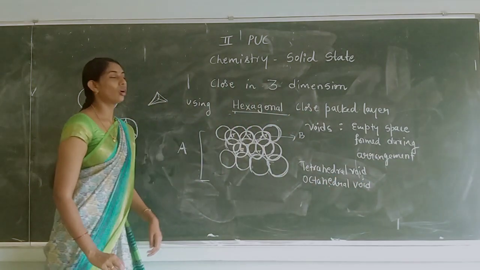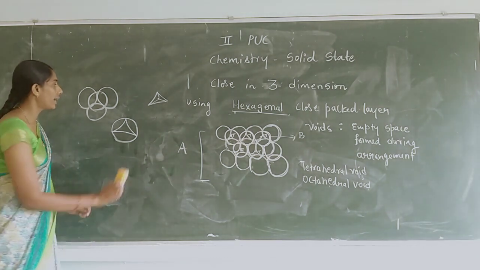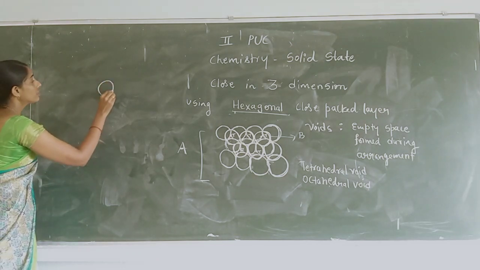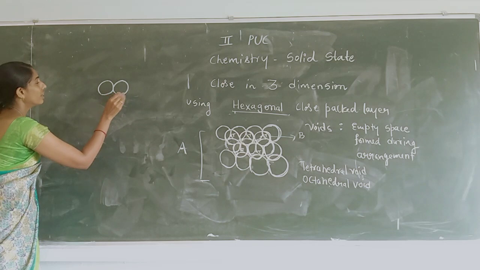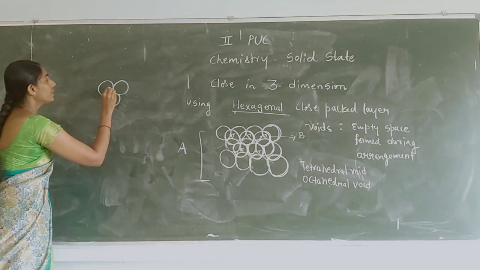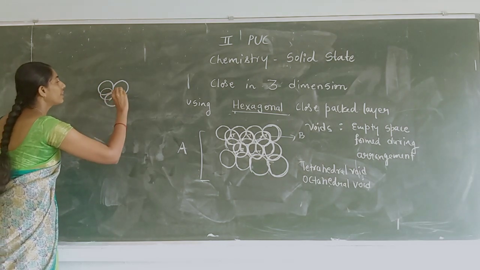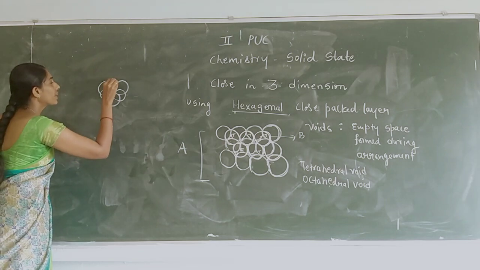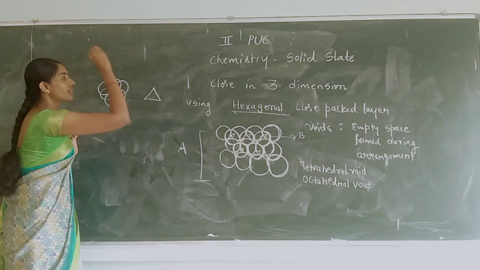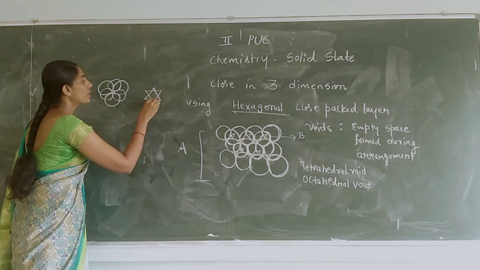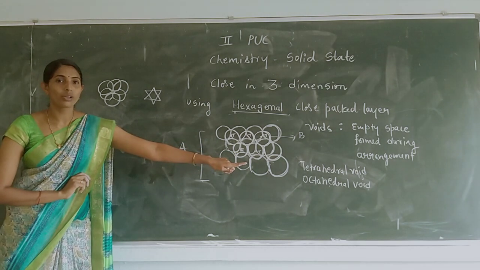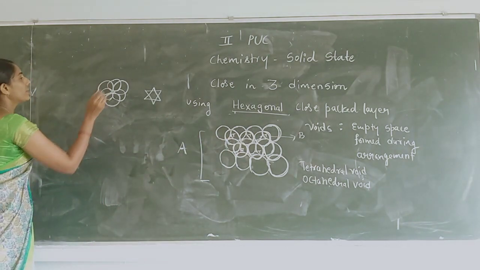Okay, it is usually called as what? Octahedral void. What do you mean by the octahedral void? That is when the triangular void of the first layer is covered by the triangular void of the second layer. Okay, don't be confused. When the triangular void of the first layer is covered by the triangular void of the second layer, the void generated is called as what? Octahedral void.